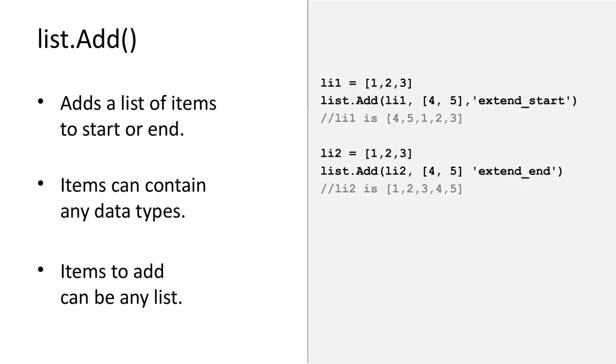If "extend start" is selected, and the item to add is a list, the items will be added to the start of the list. Similarly, if "extend end" is selected, the items will be added to the end of the list. Notice how the list in this slide differs from the list in the previous slide. We now have flat lists instead of nested lists.